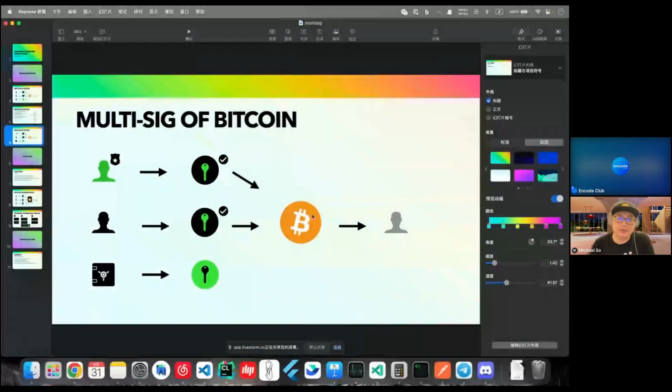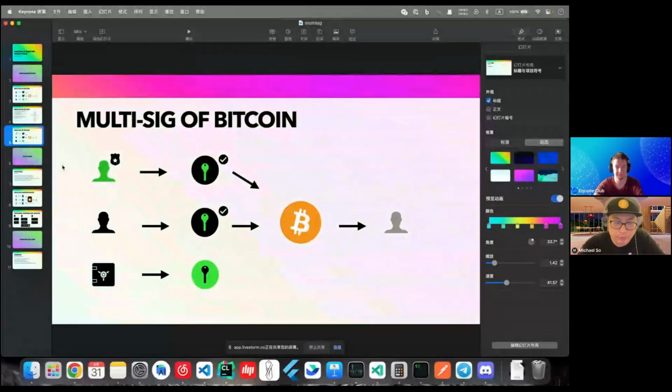When a transaction has to be declined, maybe you use a backup wallet to decline the transaction. That's the normal usage of a Bitcoin multi-sig wallet right now.